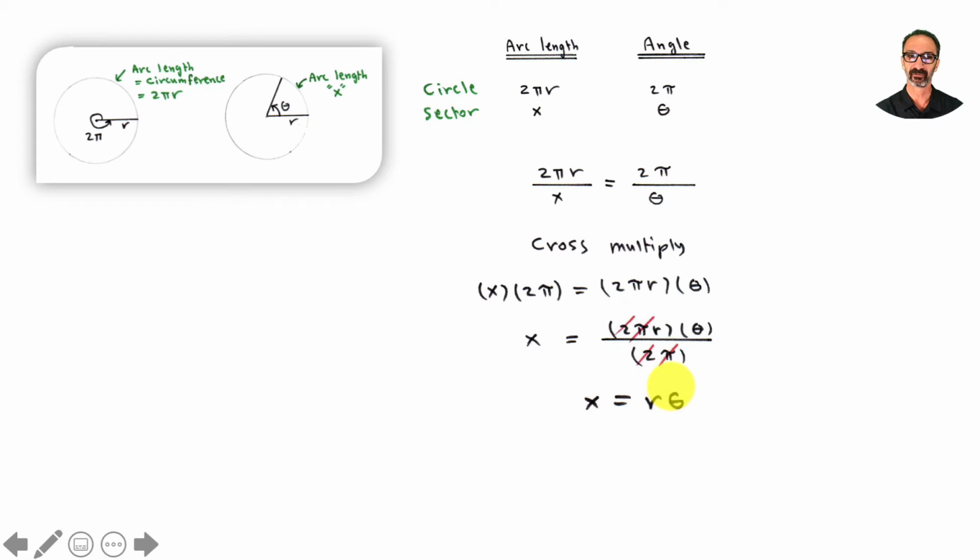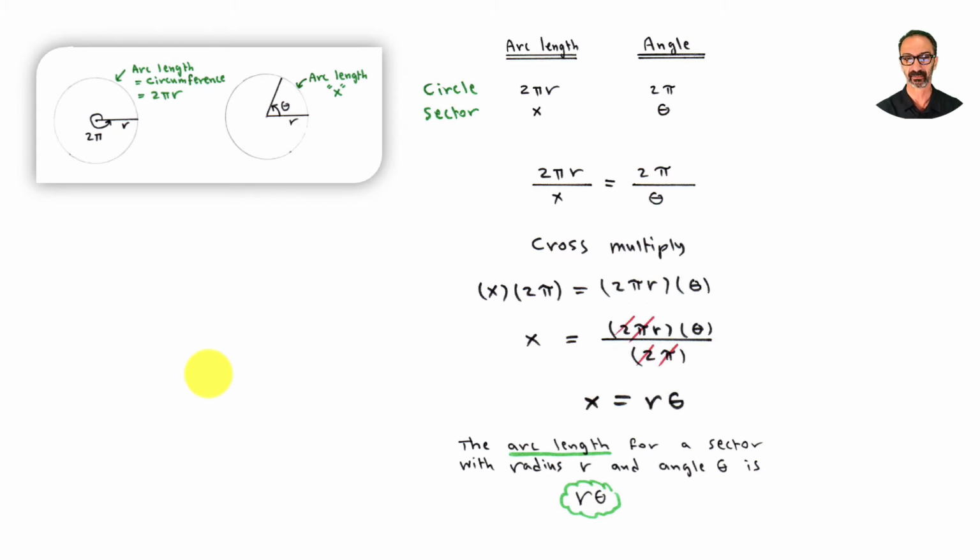It depends how far you stretch. The bigger the circle, of course, the bigger the length opposite to theta. And of course, the bigger the theta is, the bigger the arc length. So now you have it. This is called the arc length for a sector with radius r and angle theta, which is r theta.